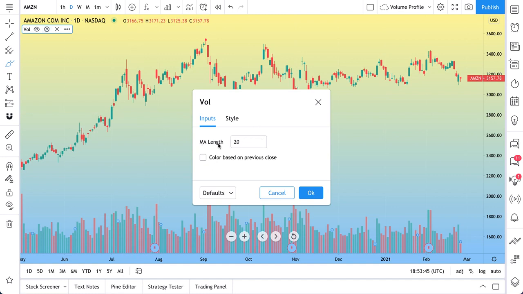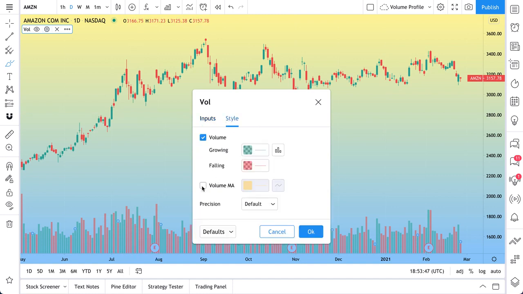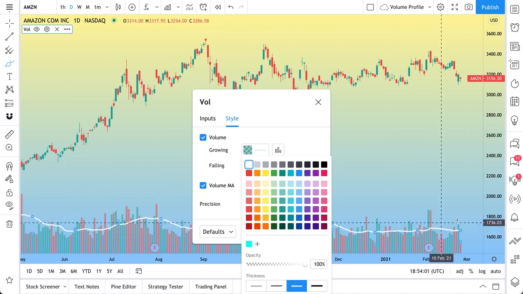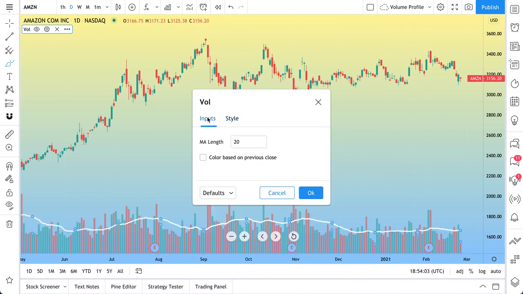MA means moving average length. So see this volume MA? That's your moving average for volume. Watch what happens when we check this box. There's now a moving average for volume. Let's change this color. How about to white is just fine. Let's make the line thickness a little more so we can't miss it. Now let's go back to inputs.